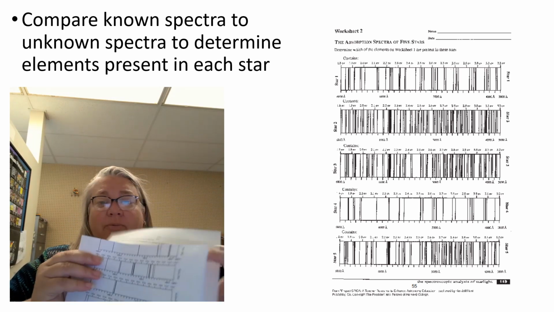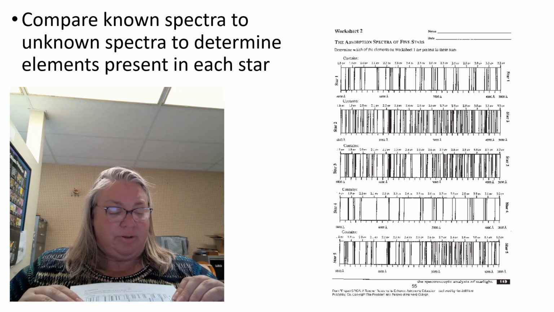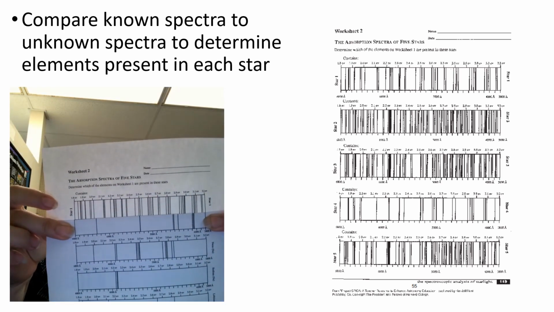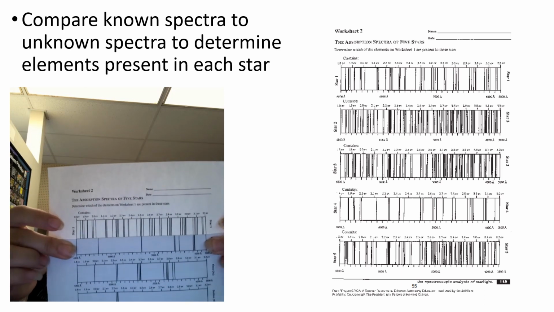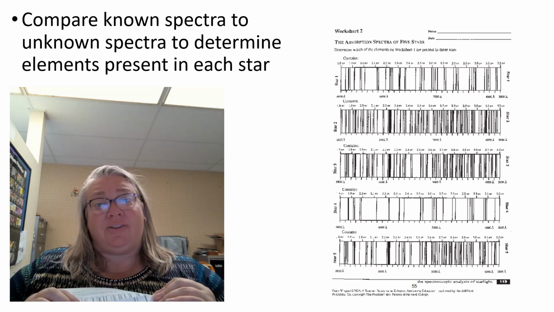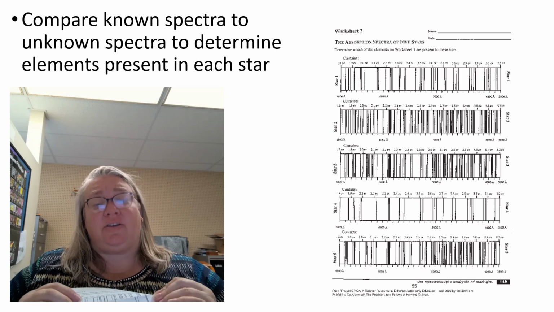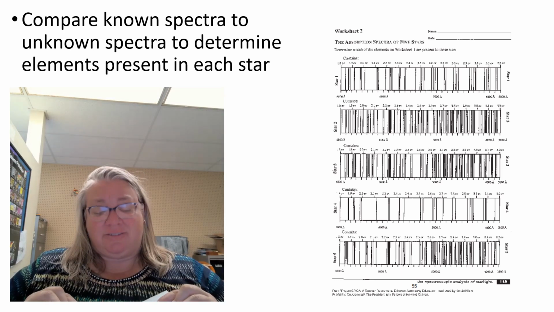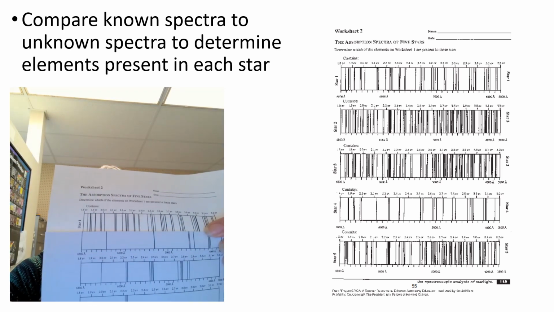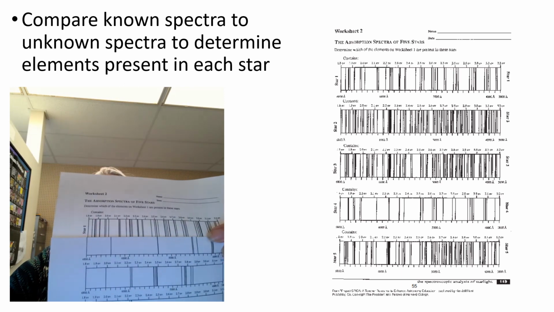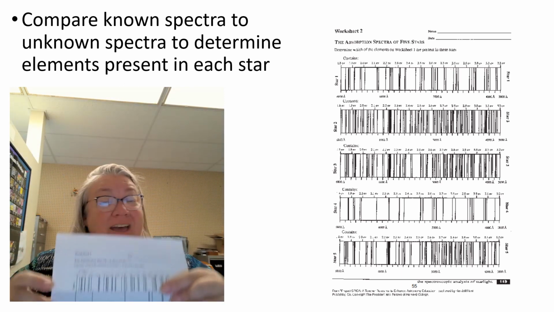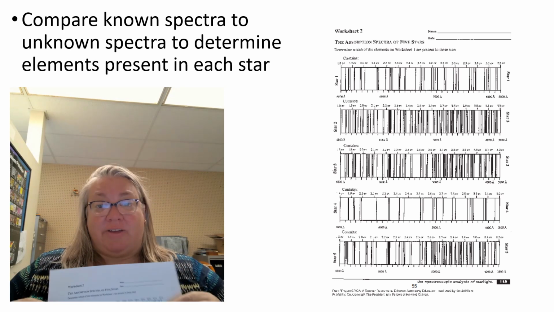I'm going to look at star 1 and match up the spectra. What I'm trying to do is see if this star has all of the lines that are characteristic of iron. And it doesn't. It's missing the very first line. It's not there. So that tells me that star 1 does not have iron.